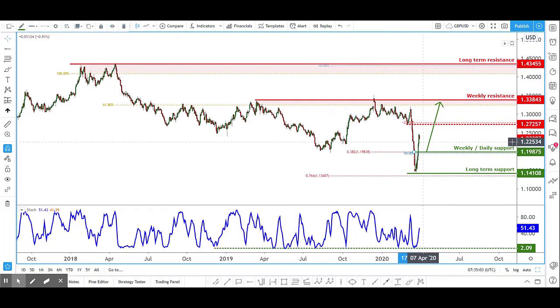I will use my weekly and daily support as my entry, and my long-term support as my pivot, as my stop loss. The weekly resistance will be my first target, and the long-term resistance will be my second target. Of course, I'll watch out for this intermediate resistance at the 127.25 level. So this will be the trade of the day. Thank you.